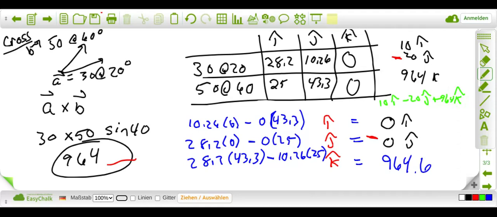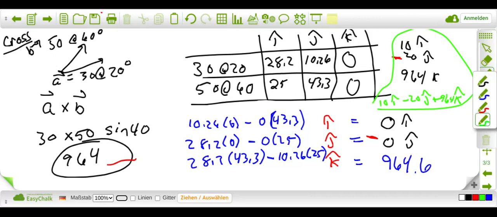So this is just an example. The real example is on the bottom of the page. 0 doesn't really have a sign, so it's not a big deal here. The answer is just going to be 964.6 k hat.